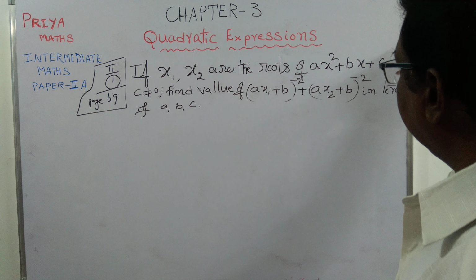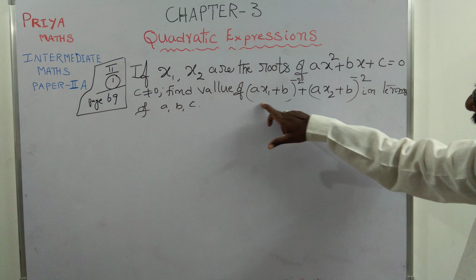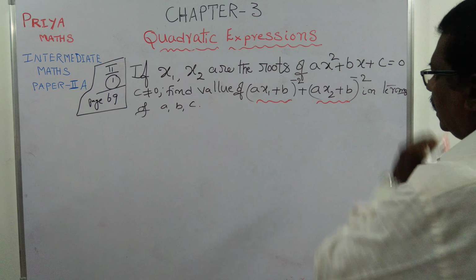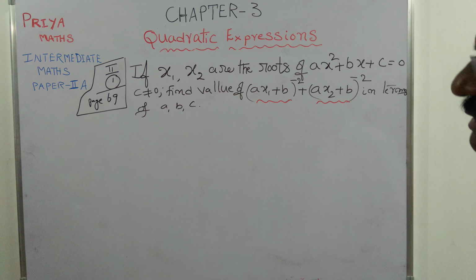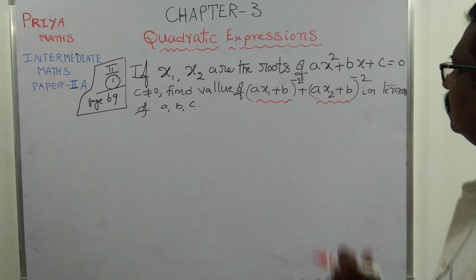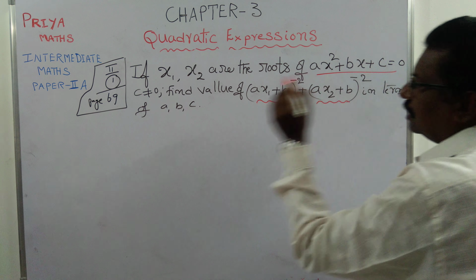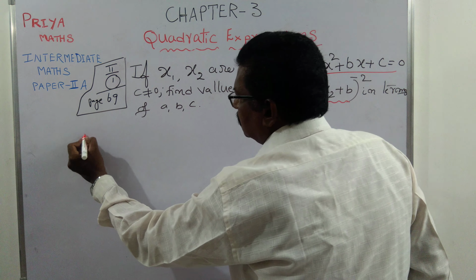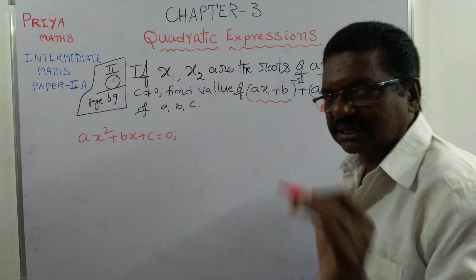So they gave a quadratic equation, and from that you have to find the value of this expression, (ax1 plus b) to the power of minus 2 plus (ax2 plus b) to the power of minus 2. Don't confuse it, it is a very easy problem. So first, what is the quadratic equation here? ax square plus bx plus c is equal to 0. This is the quadratic equation.